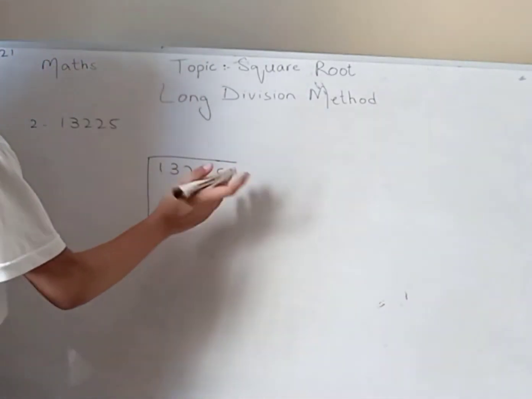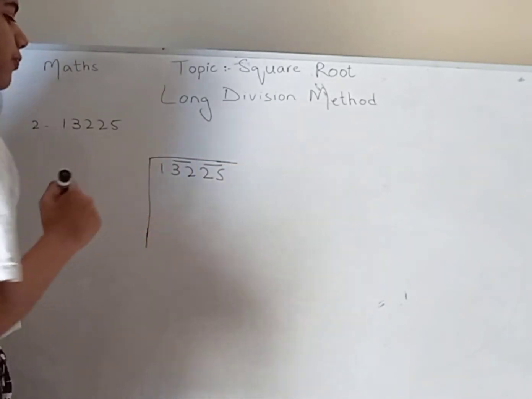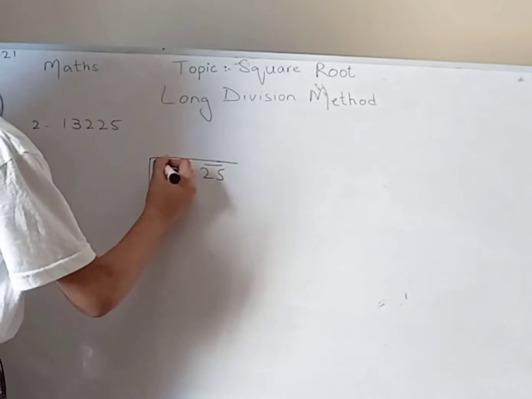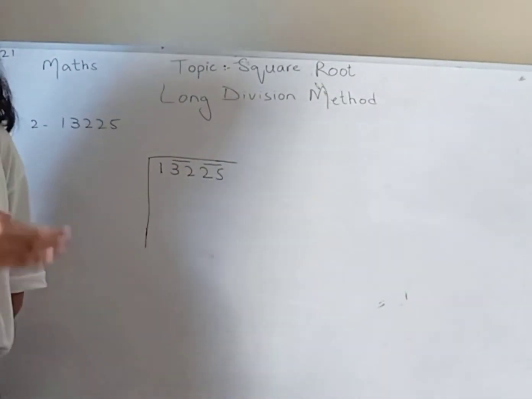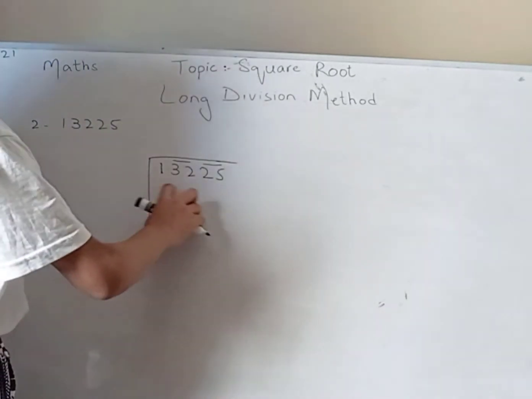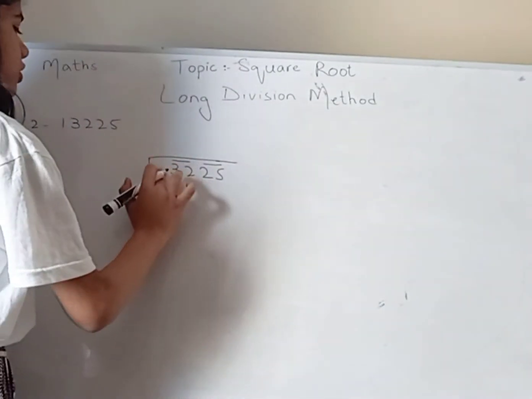Making pairs from your right side. 1, 2. Now, in the first question we have 4 numbers, so we can make pairs easily, but over here we have 5. I cannot make the pair of this number 1.